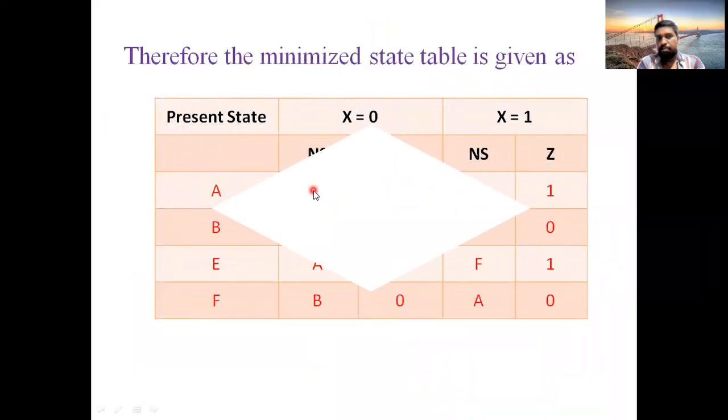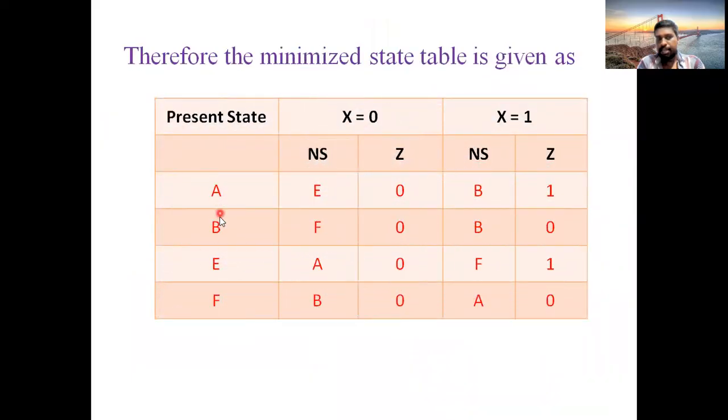This is the minimized state table. See here, A, B, C is absent, D is absent, E, F is taken. See, in these two positions, previously they had D as per the question, but D is an eliminated row. That's why I kept B here. Here we initially had C, but C is an eliminated row. That's why I took A here. Here also I took an A. Like that you need to minimize the state table.